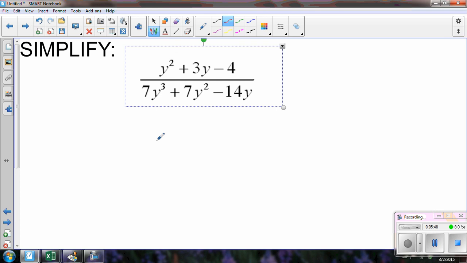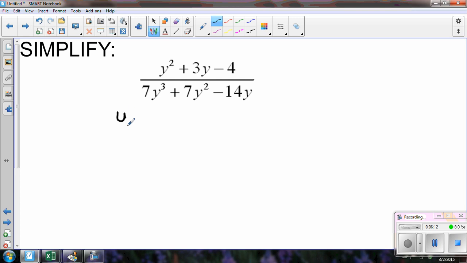Here's another one with a binomial over a trinomial. And I suggest you pause right now and see if you can answer it by yourself. And then when you've answered it, see if you can get the same results I do. So go ahead and push pause. All right, by now you should have solved the problem. And now you're going to watch how I would solve this problem.